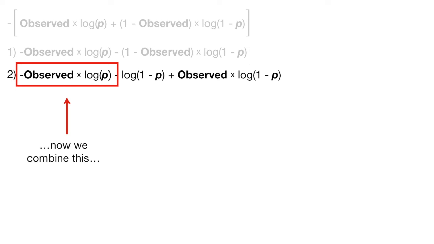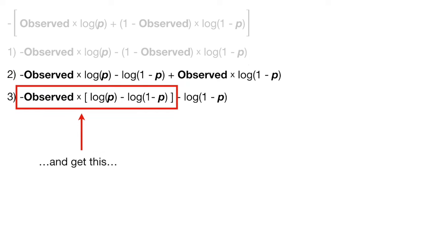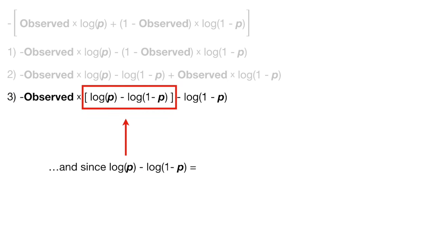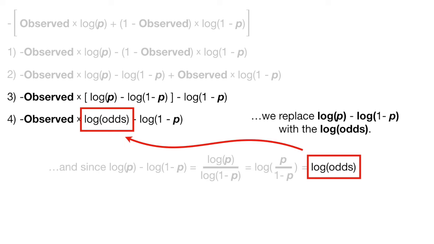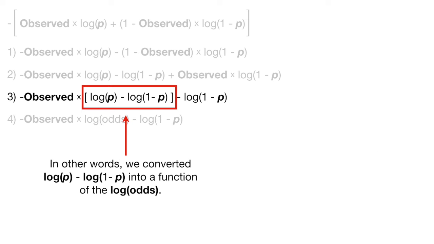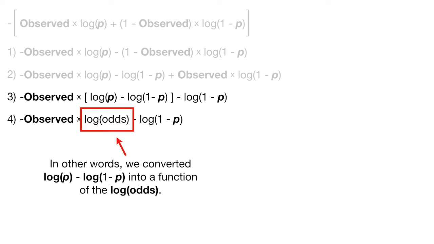Now we combine this with this and get this. And since the log of p minus the log of 1 minus p equals the log of p divided by 1 minus p, and that equals the log of the odds. So we replace the log of p minus the log of 1 minus p with the log of the odds. In other words, we converted the log of p minus the log of 1 minus p into a function of the log of the odds.